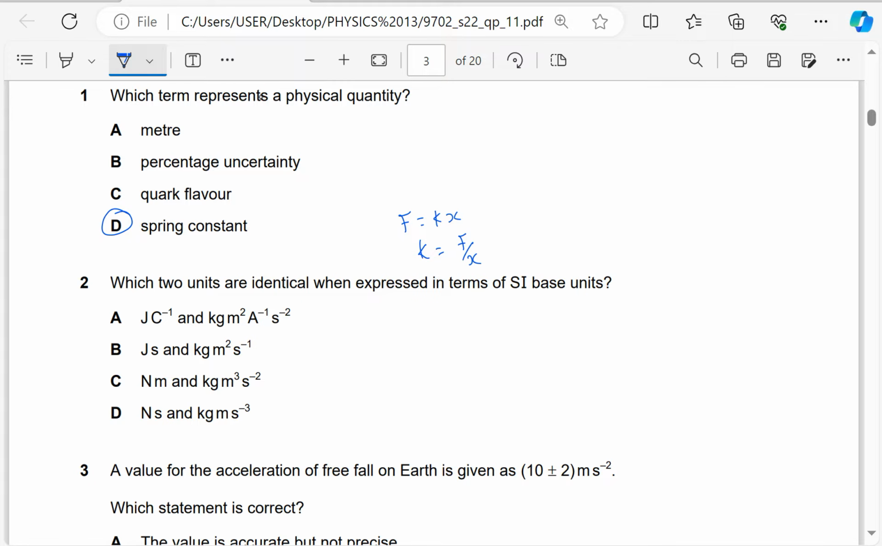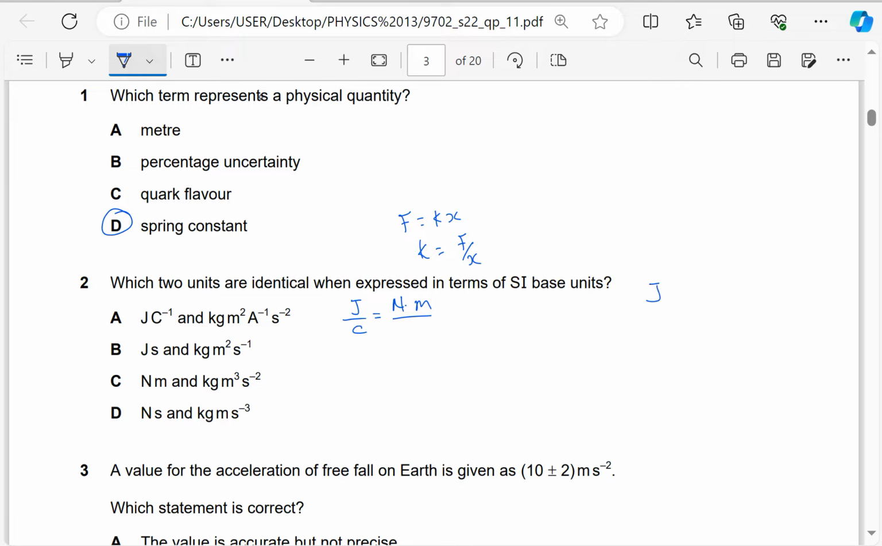Which two units are identical when expressed in terms of SI base units? Identical. Let's check them. Let's start with joules per coulomb. Joules per coulomb is joules divided by coulomb. Remember, joule is a unit of work done, which can be force times distance. And force can be newtons times distance, which is in meters. Then divided by coulomb, a unit of charge.